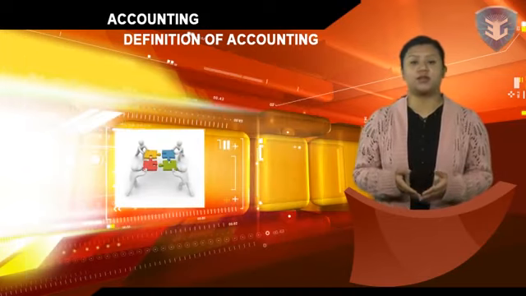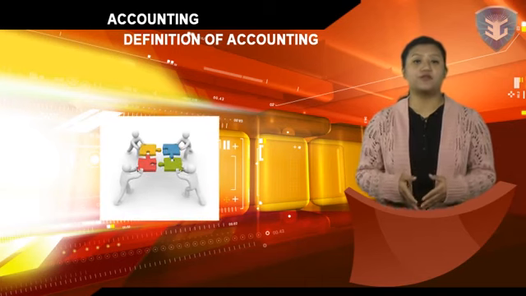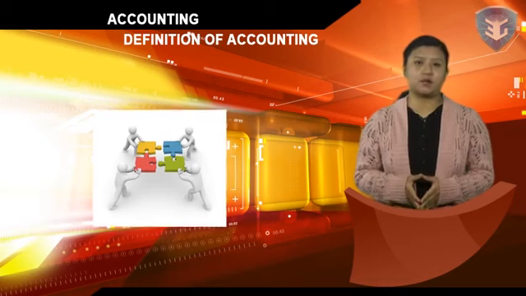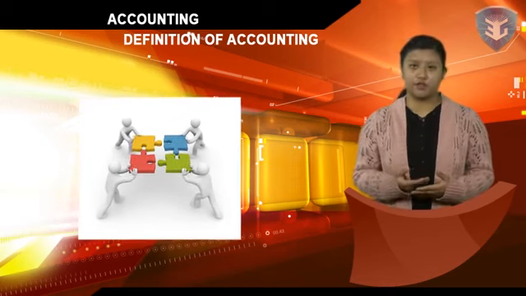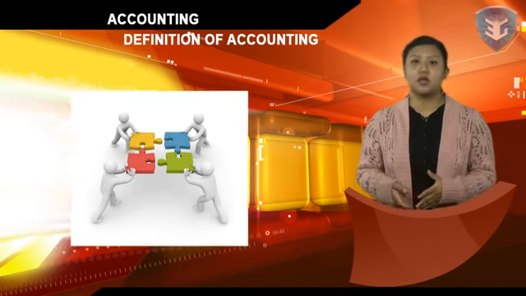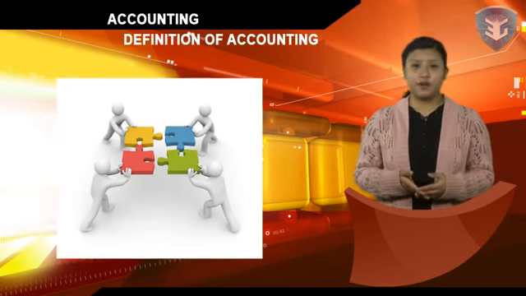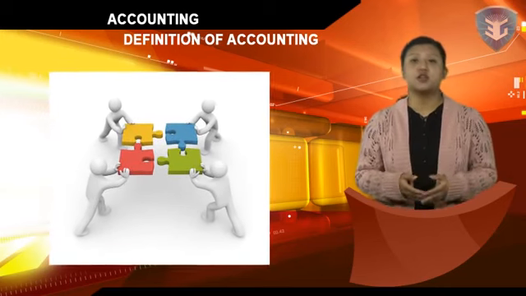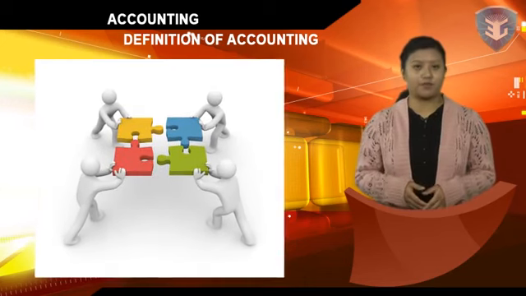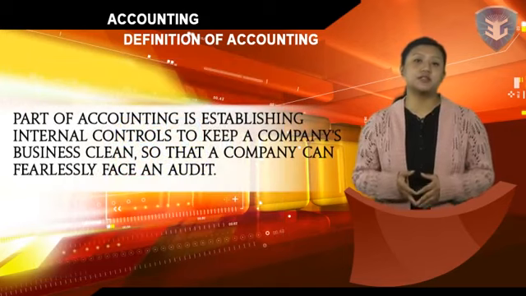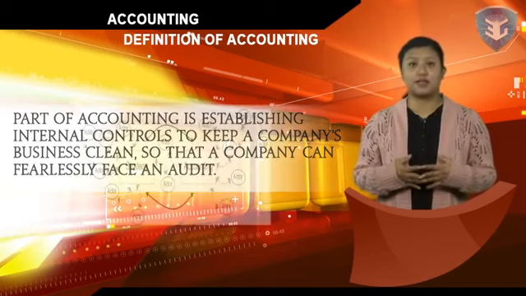Auditing is also included in accounting. Auditing protects employees, investors, and owners of a company from fraud, and it is usually performed by an outside agency. During an audit, an accountant will examine the ledgers of a company along with many other records to see if they provide an accurate picture of the financial doings of the business. If other financial records such as bank statements do not support the picture presented by the ledgers, the auditor must find out why. Part of accounting is establishing internal controls to keep a company's business clean, so that a company can fearlessly face an audit.